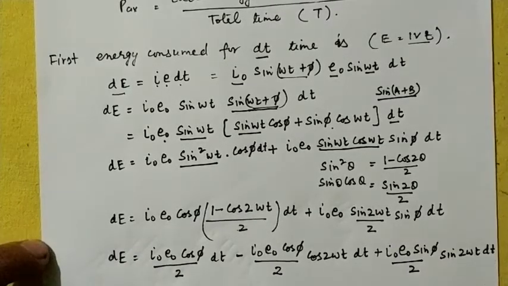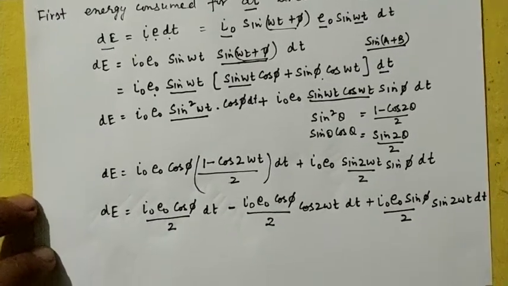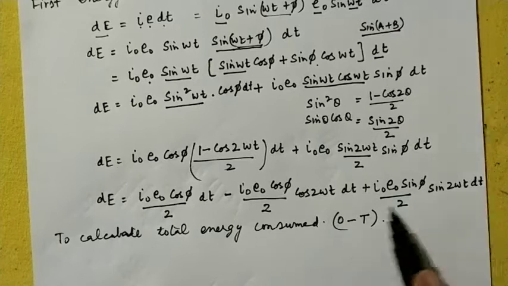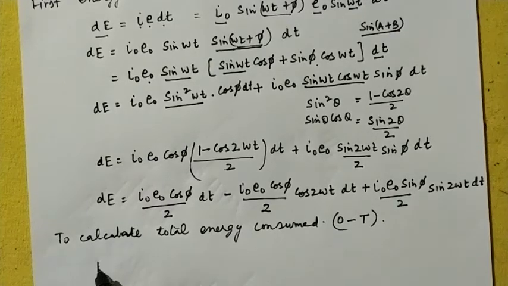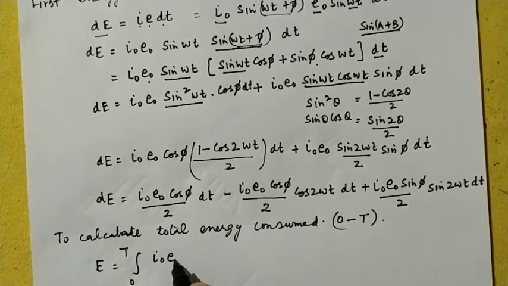Now I want to calculate the total energy consumed. So we integrate the above equation. The total energy will be equal to the integral from 0 to capital T, of I naught E naught cos of phi divided by 2 into dt.